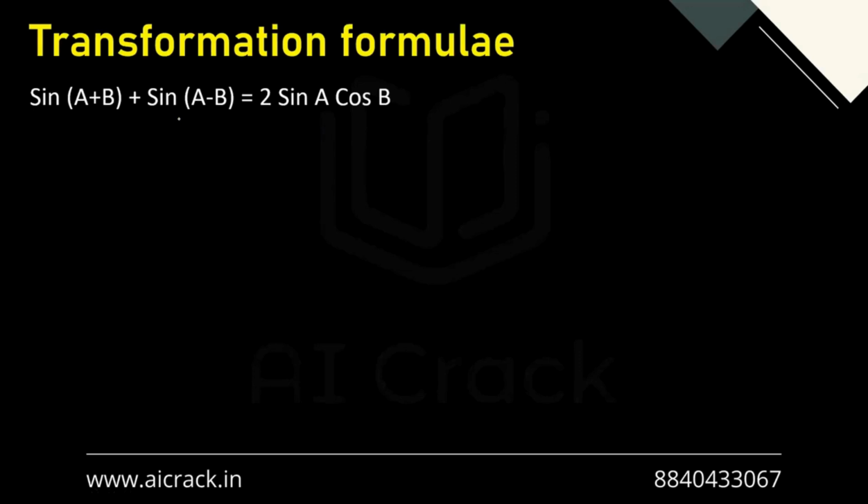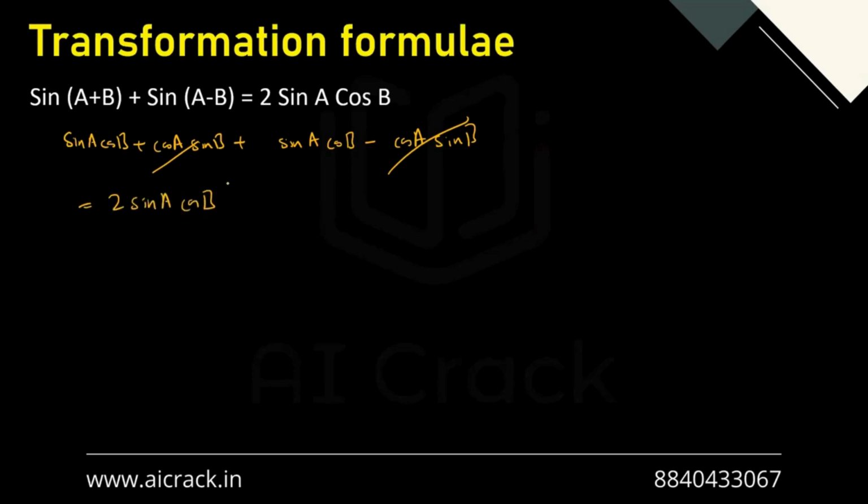So it looks kind of obvious. Again, it's a brute force method. Sine of a plus b plus sine of a minus b. So basically we have to open both of them. Sine of a plus b is sine a cos b plus cos a sin b, plus sine of a minus b is sin a cos b minus cos a sin b. So definitely these two terms are getting cancelled out. So what we are getting is 2 sin a cos b. That's a pretty simple one, right?